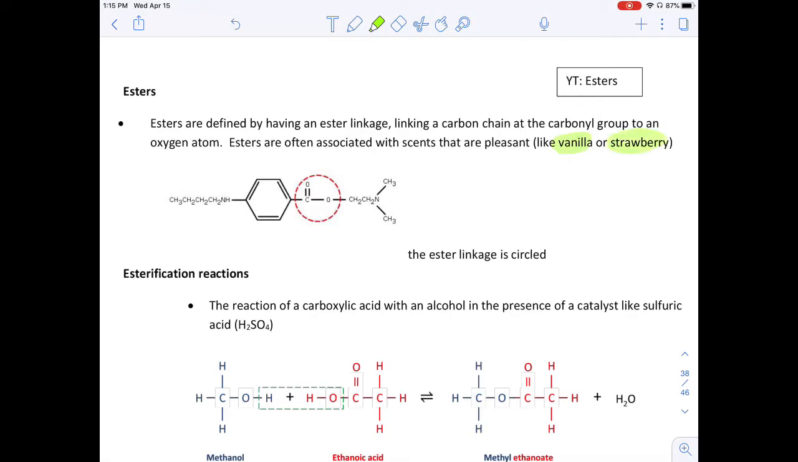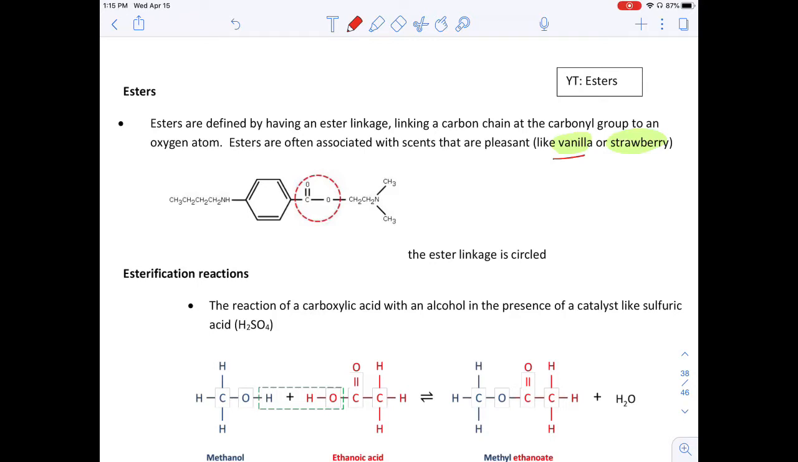So, vanilla and strawberry are ester molecules. And in nature, there'll be many esters that contribute to the flavor. But there's sort of a core flavor that is related to one of the esters. And so you end up getting things like fake vanilla that you could buy in the store, is cheap to buy. And it's going to be one ester that is like vanillin. It's a flavored ester.